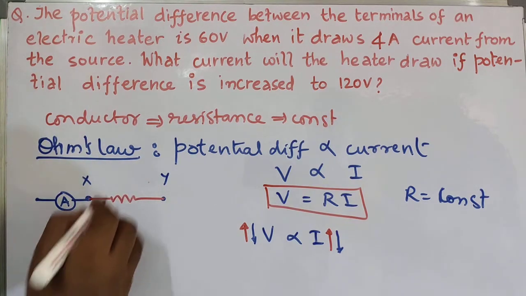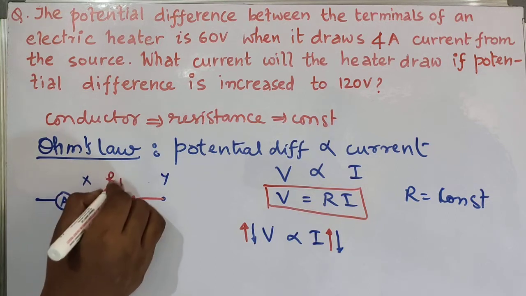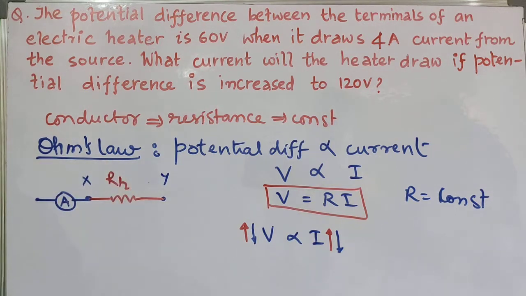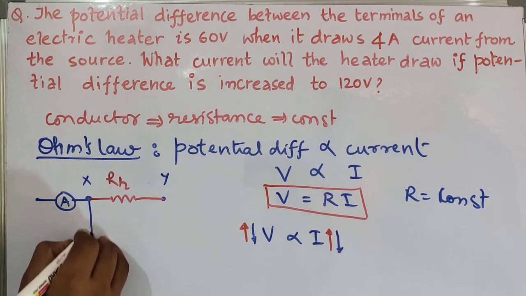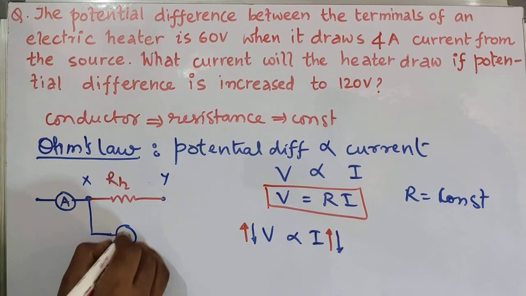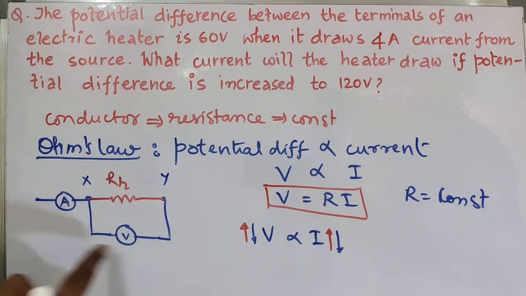So what is the resistance of the heater? Let me call it RH, H for heater, resistance of heater. Then I also need to measure the voltage across the conductor. Then only I will know the relationship between V and I.